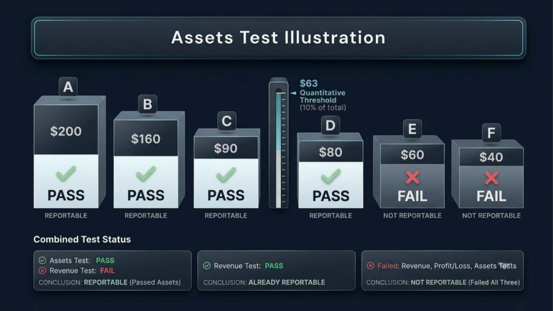Segment A passes with 200. Segment B passes with 160. Segment C passes with 90. Segment D passes with 80. Segment E fails with 60. And segment F fails with 40.